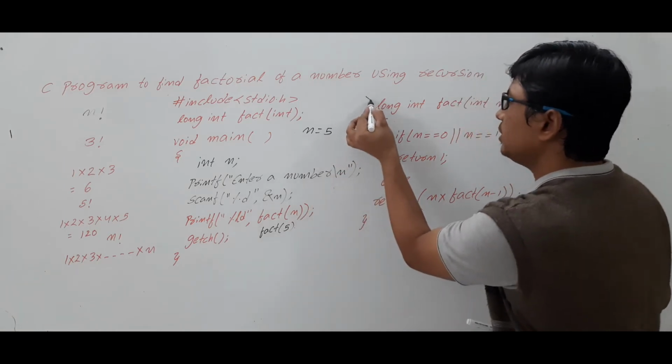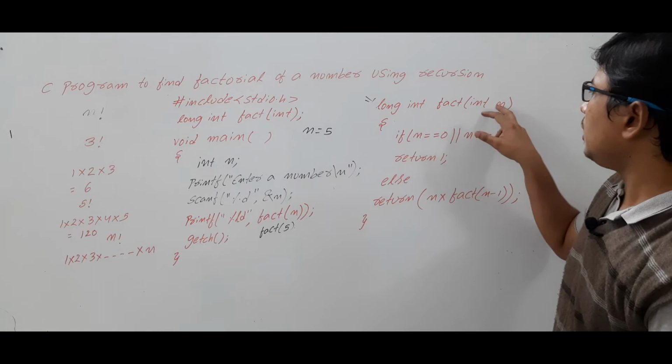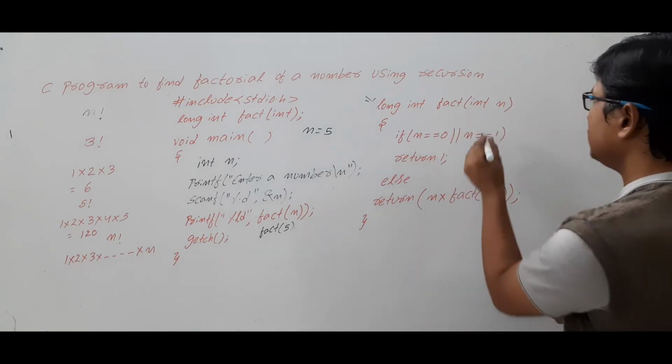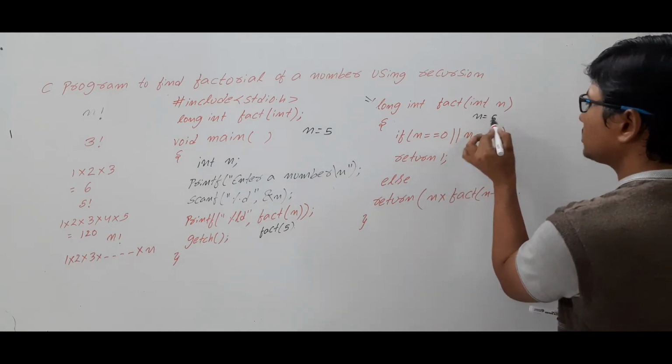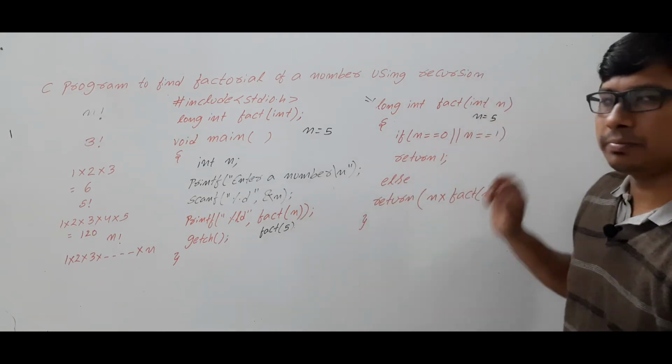Once it has happened, the control will go to the function definition. Now int of n, so the n value will be assigned the constant 5. See, this is an actual parameter, this is a formal parameter.